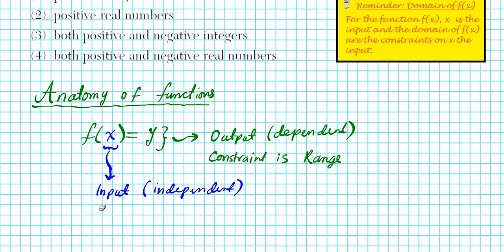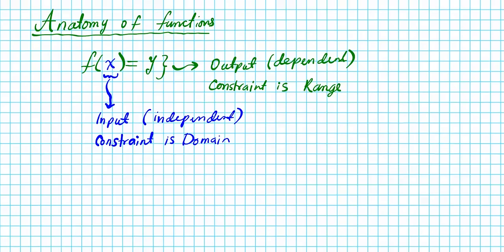Now the constraint on your input, so let's say you go to a soda machine and you put in pieces of paper in there, it's not going to work, right? You have to put in dollars. So the constraint or the acceptable input is the domain. All right, so let's keep that in mind for this problem that we're working on.